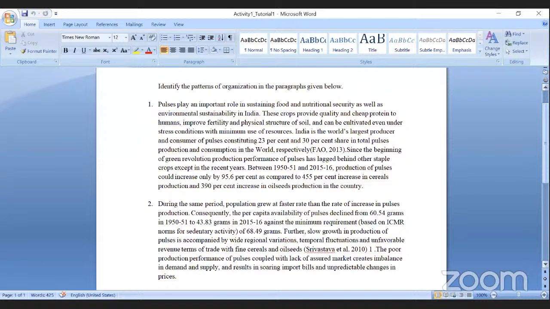And the first half of the paragraph is just the overall description. The second part of the paragraph is much more about the data, facts and figures. So it has begun with a general commentary and then gone into facts and details, in-depth data. So this is a straightforward case of a general to specific pattern, right?